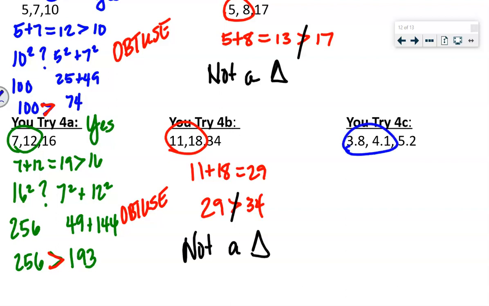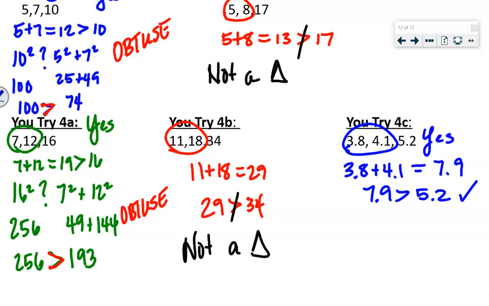All right, so here we go again. We're going to add these two together. 3.8 plus 4.1 is equal to 7.9. Is 7.9 greater than 5.2? Yes, indeed. True statement. So we can form a triangle, so say yes. And then we're going to figure out whether it's acute or obtuse. So we're going to take our C, which is our bigger number.